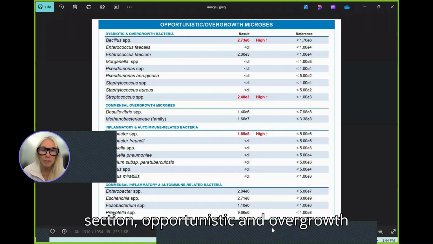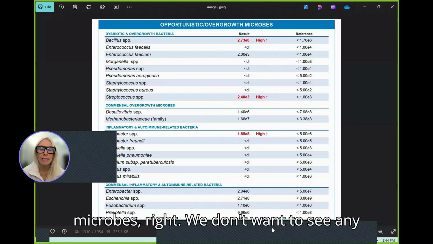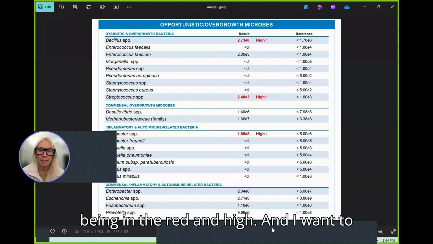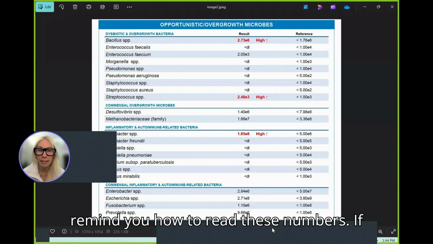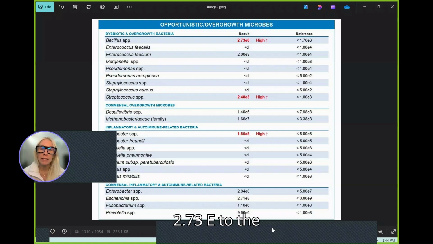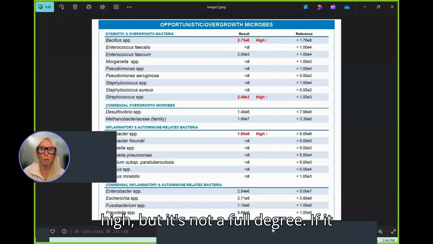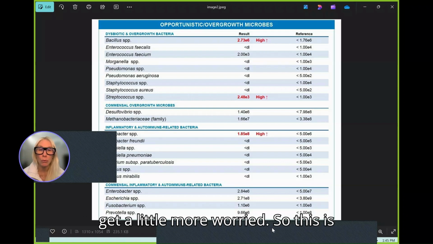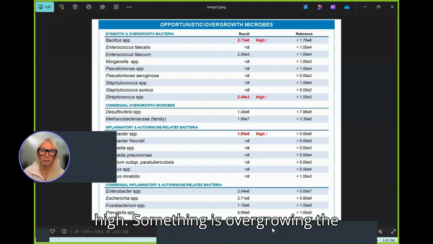First, let's look at the top section, opportunistic and overgrowth microbes, right? We don't want to see any of these at any level, much less them being in the red and high. And I want to remind you how to read these numbers. If you look at the first line of bacillus, 2.73 e to the 6, the reference range is 1.76 e to the 6. So this is high, but it's not a full degree. If it was e to the 7 or e to the 8, we get a little more worried. So this is high. Something is overgrowing the bacillus.